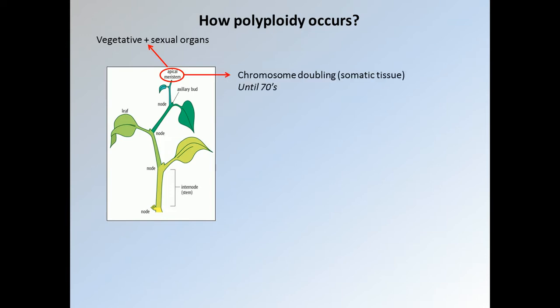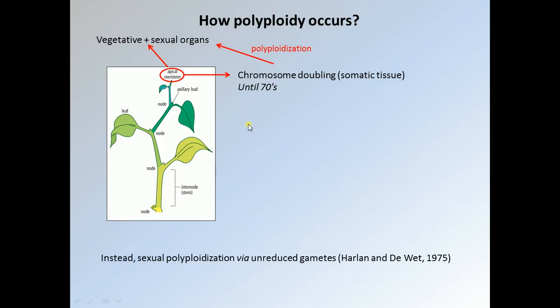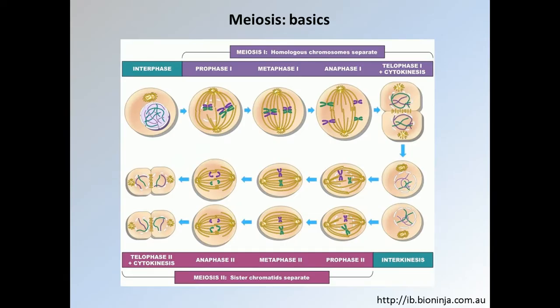It was actually thought that polyploidy was occurring in the apical meristem, so you would have chromosome doubling in this somatic tissue, and then of course this polyploidization will be transmitted to the sexual organs and then to the next generation, and so on and so forth. Nevertheless, some years after that, people started to realize that polyploidization occurs via sexual means and via what is called unreduced gametes. So that has to do with meiosis, and that's what is shown here.